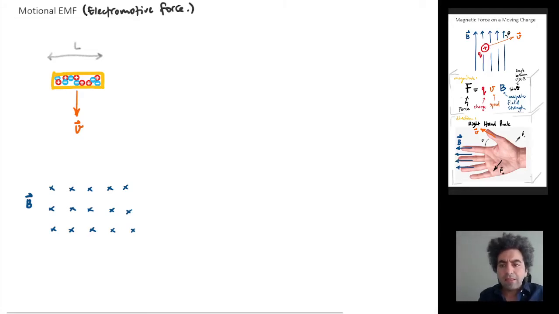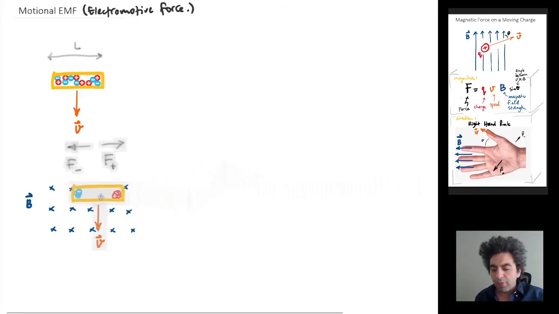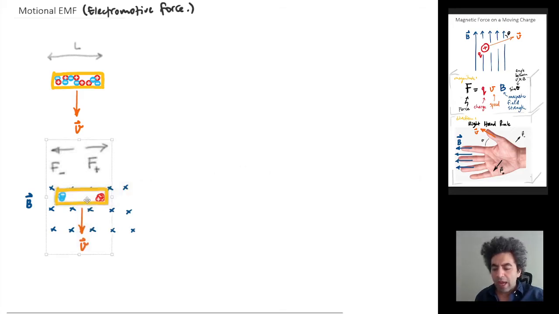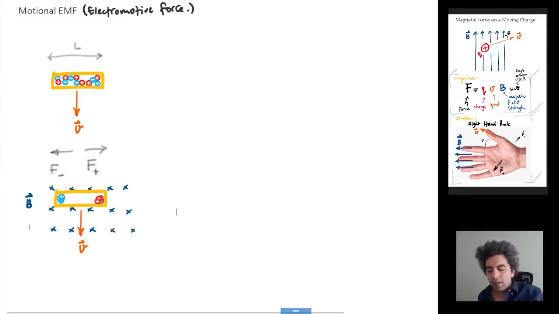So as the bar continues to move through the region where there is a magnetic field, there will be forces on the positive charge towards the right, and on the negative charge towards the left. So as the bar continues to move through the magnetic field, the charges will separate. The positive charges are going to accumulate more on the right, and the negative charges more on the left. Notice that it's not enough that the conductor is in the magnetic field. It has to be moving. The motion part is very important because that's really what generates the force that separates the charges from each other.